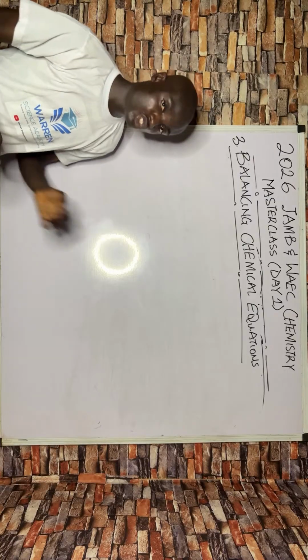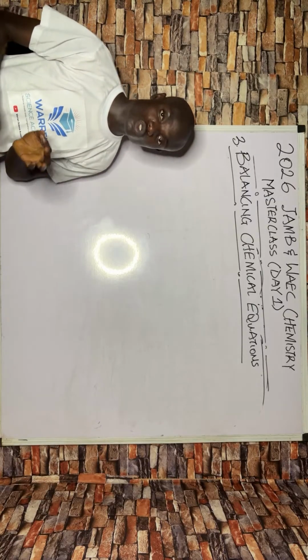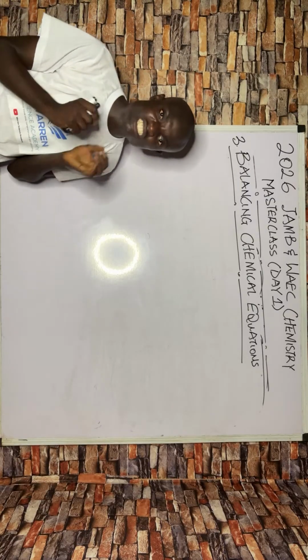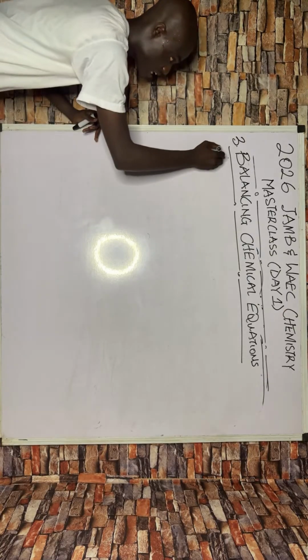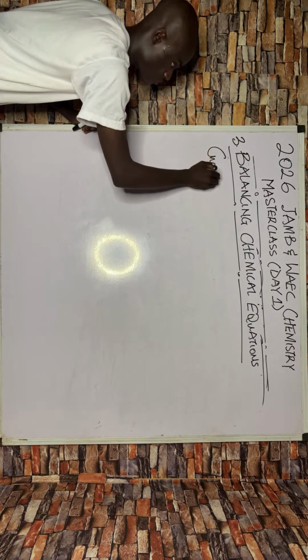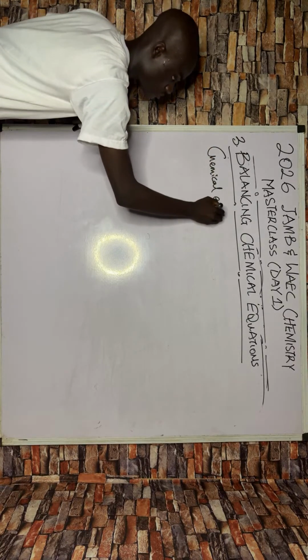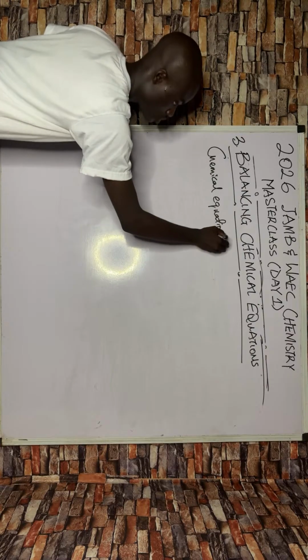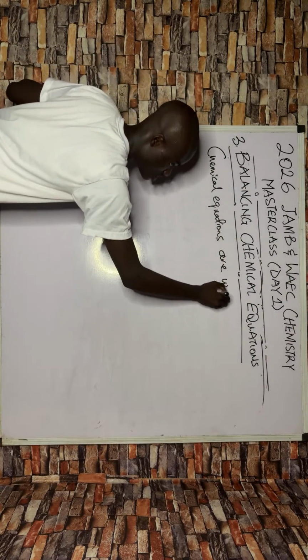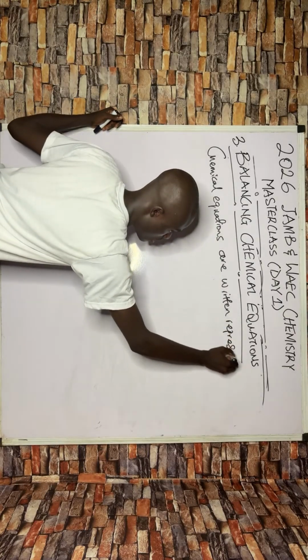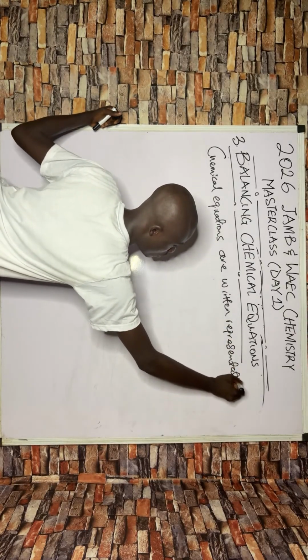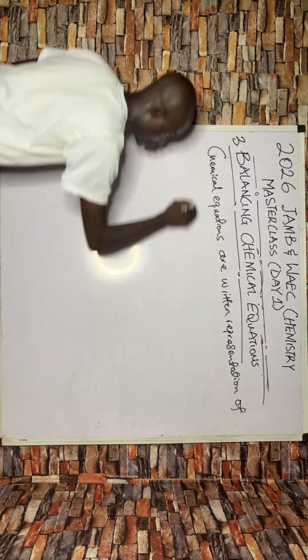Now, in chemistry, what about the chemical equation? It is simply a representation of a chemical reaction. That's the base definition. So chemical equations are written representations of a chemical reaction.